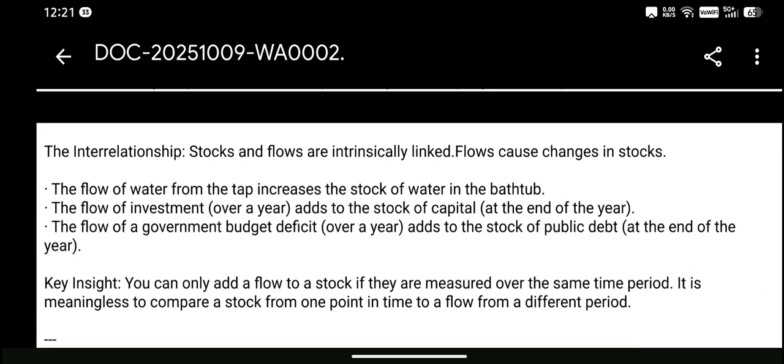The interrelationship: stocks and flows are intrinsically linked. Flows cause changes in stocks. The flow of water from the tap increases the stock of water in the bathtub. Flow of investment over a year adds to the stock of capital at the end of the year. Flow of government budget deficit over a year adds to the stock of public debt at the end of the year.